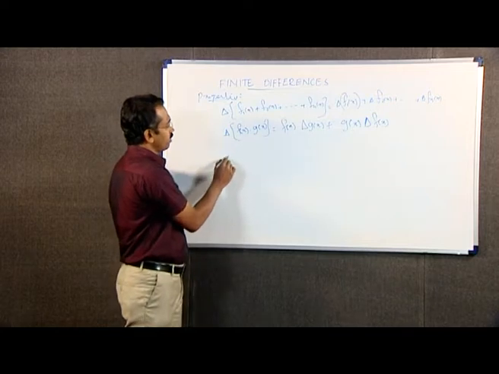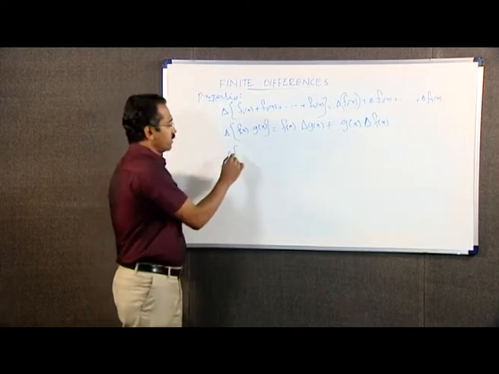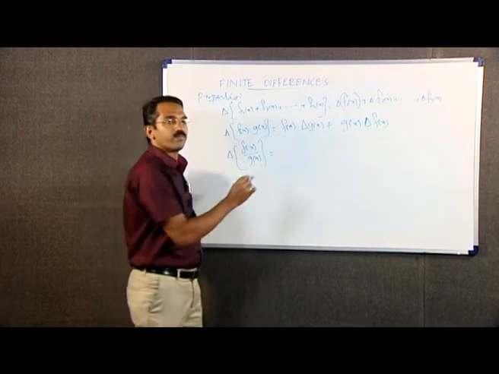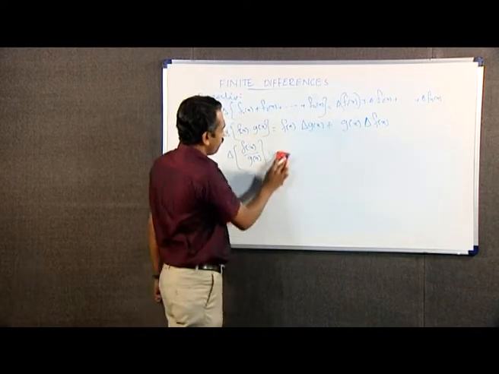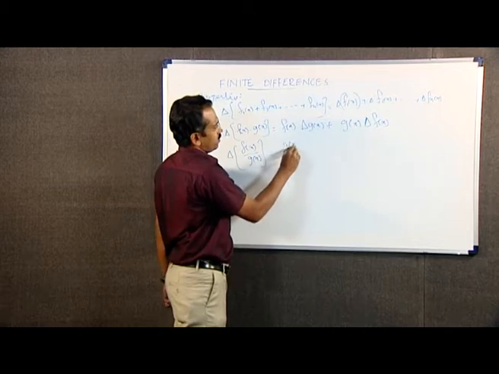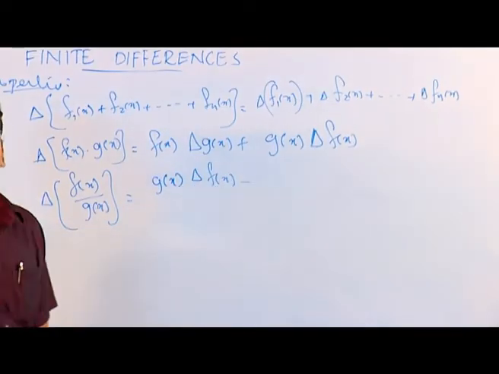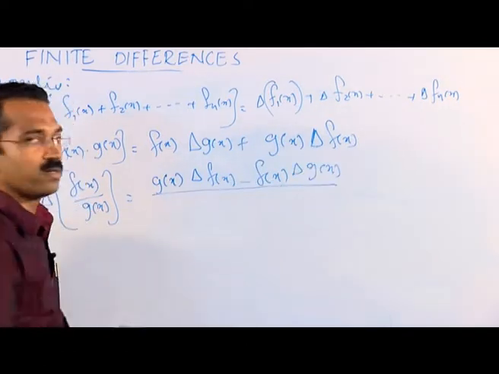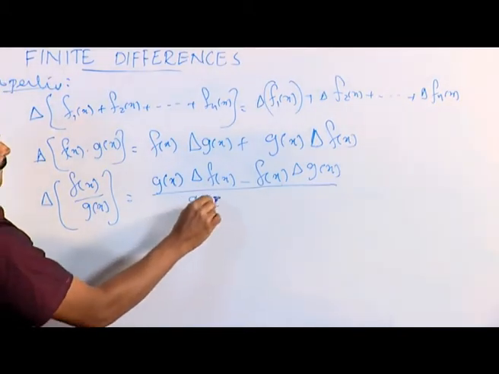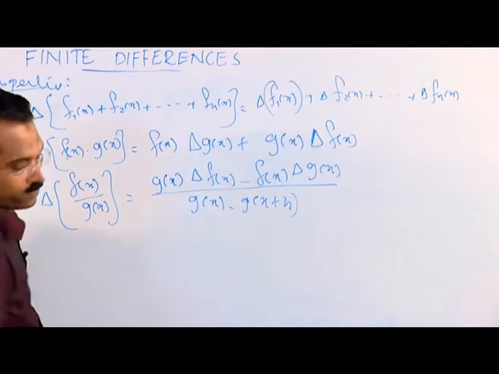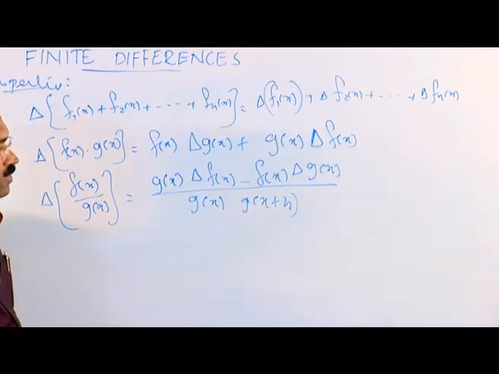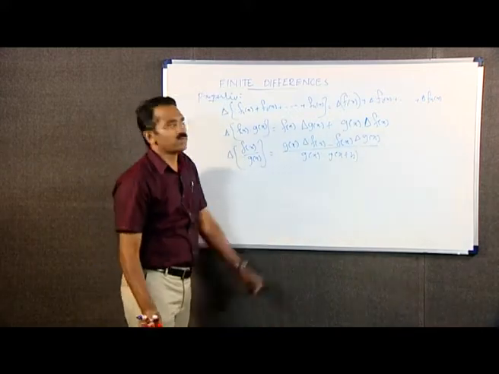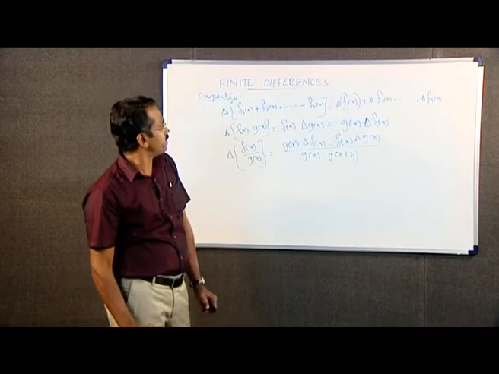And the forward difference of a quotient, delta of f of x divided by g of x, is equal to g of x into delta of f of x minus f of x into delta of g of x, all divided by g of x into g of x plus h, g of x into g of x plus h in the denominator. These are the properties of delta.